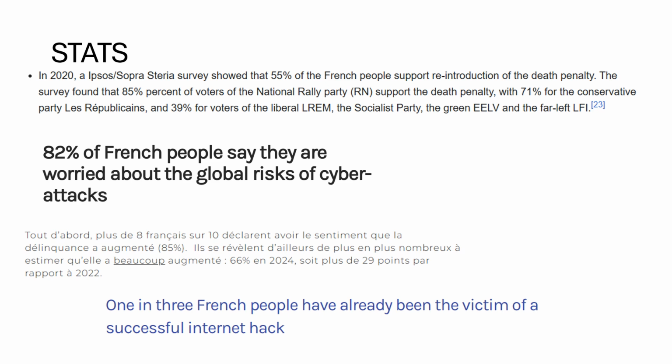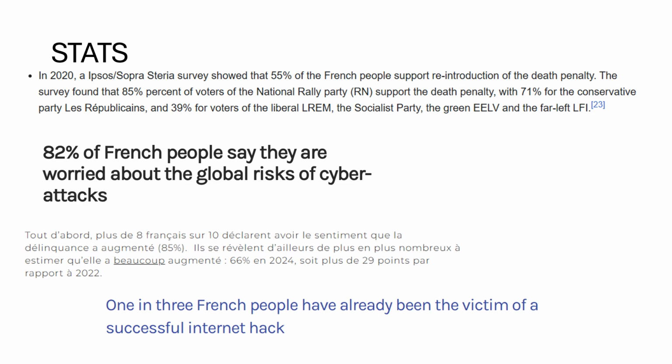82% of French people say they are worried about the global risks of cyber attacks, which again shows how la criminalité is evolving. The next statistic, tout d'abord, plus de 8 Français sur 10 déclarent avoir le sentiment que la délinquance a augmenté, and that's 85%. Ils se relèvent d'ailleurs de plus en plus nombreux à estimer qu'elle a beaucoup augmenté, 66% en 2024, soit plus de 29 points par rapport à 2022.